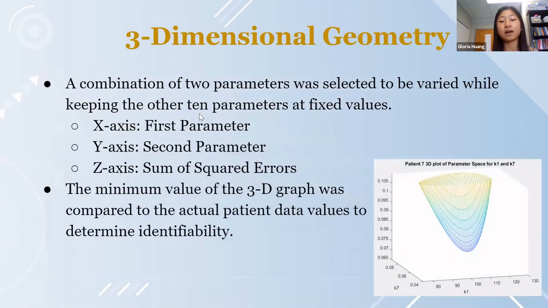To determine the identifiability of the 12 parameters in the mathematical model, I have constructed three-dimensional graphs for each combination of two parameters in each of the 13 patients able to be curve fitted. This allowed the first parameter to be on the x-axis, the second on the y, and the sum of squared errors on the z-axis. The sum of squared errors allows us to see how the results from our differential equations compare to the actual patient data values, therefore telling us if the parameter tested is identifiable. The data points on the three-dimensional figure are the solutions to the differential equations. And we can conclude that the parameter tested is identifiable if there is not a significant difference between the minimum value on the graph and the actual parameter value.